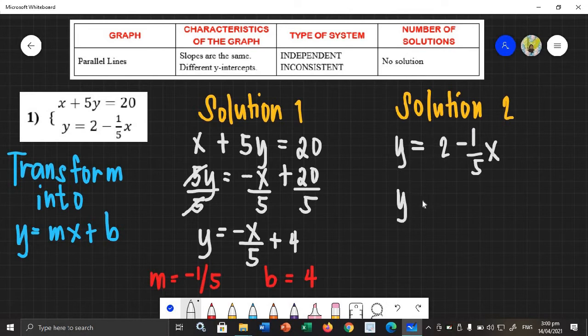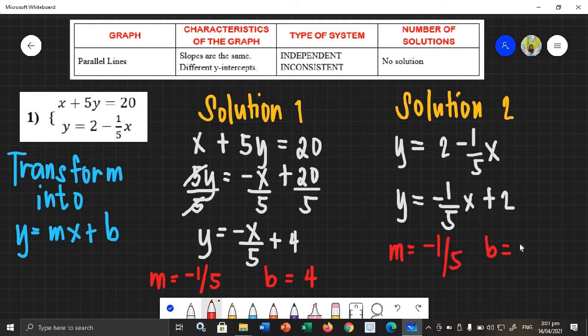So, hindi sila magpapalit ng sign kasi hindi naman sila lumipat dun sa kabilang part ng equation. So, andito pa din sila sa right side. What will happen is that, i-rewrite lang natin, mauuna dapat yung may variable na x. So, we have negative 1 over 5x, and then positive si 2, di ba? And then, ayan, naka-slope intercept form na siya. And we can easily identify the slope and y-intercept. So, yung slope is negative 1 over 5, and yung y-intercept mo is 2.